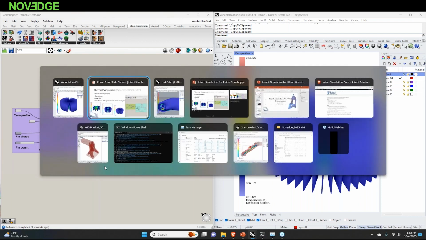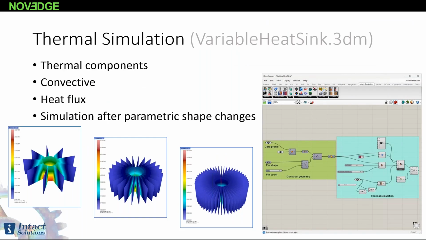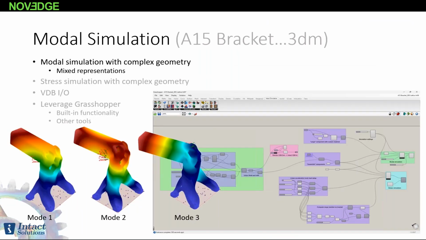So that's thermal simulation. And then one more thing we'll do is modal simulation. We also support modal simulation. And with this example, I'm going to demonstrate modal simulation as well as a mix of geometry types. This mixes three different types of geometry, and one of the geometries is particularly complex. So that's what's particularly interesting about this example.